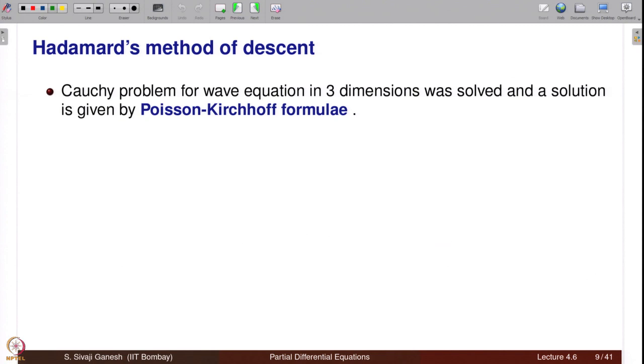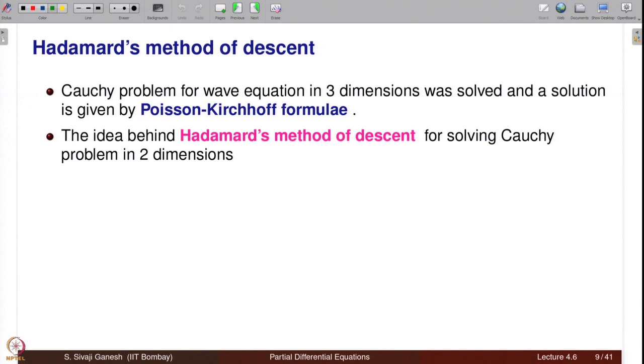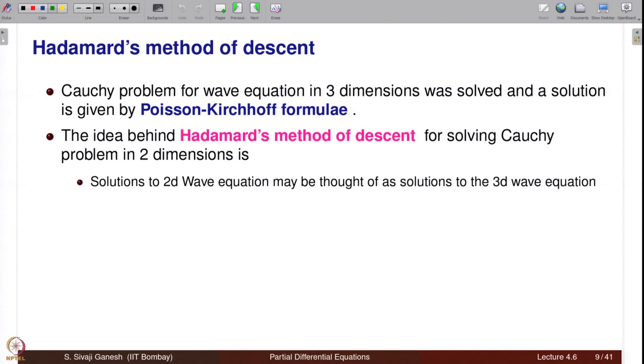The Cauchy problem for wave equation in three dimensions was solved and solution is given by Poisson-Kirchhoff formulae. The idea behind Hadamard's method of descent for solving Cauchy problem in 2D is solutions to 2D wave equation may also be thought of as solutions to wave equation in 3D. Only that the solution doesn't depend on the third variable, let us say x3. We use x1, x2 for the variables in R2 and x1, x2, x3 for the variables in R3. So, it does not depend on the third variable.